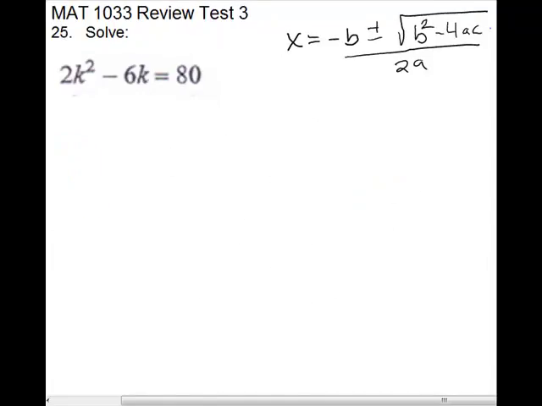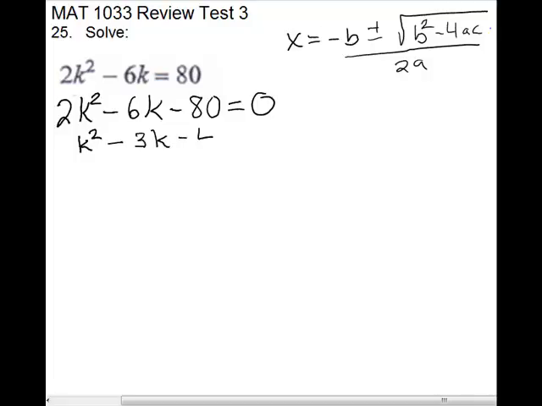For problem 25, first we will need to go to standard form. So we need to get the 80 over. So we have 2k squared minus 6k minus 80 equals 0. Now we're in standard form. If you notice, you have a common factor of 2 on the left-hand side. We are allowed to divide that out. So we'll divide both sides by 2. This will give us k squared minus 3k minus 40 equals 0.